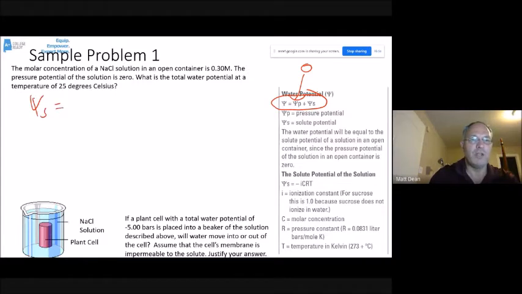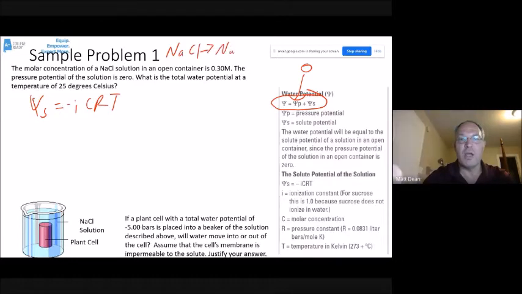Our formula for solute potential is negative iCRT. Sodium chloride is a salt, a metal and a nonmetal. We're going to ionize it and simulate what would happen when it dissolves. One of these ionizes into 2 distinct ions. So i for that solute is 2. So we have negative 2. The concentration, the molarity given to us in the problem, is 0.3.